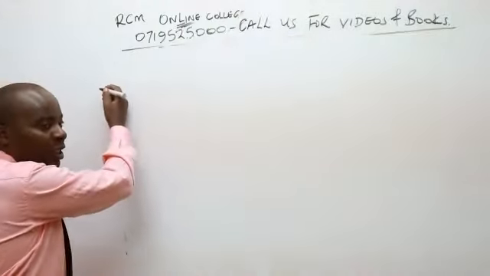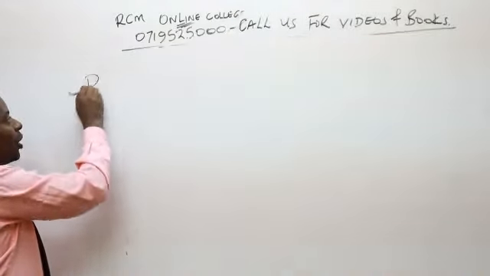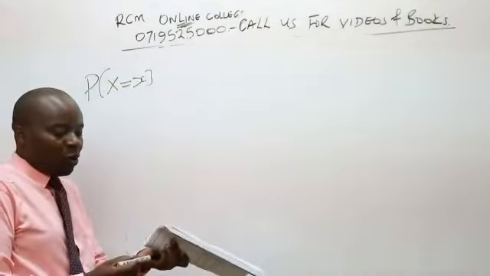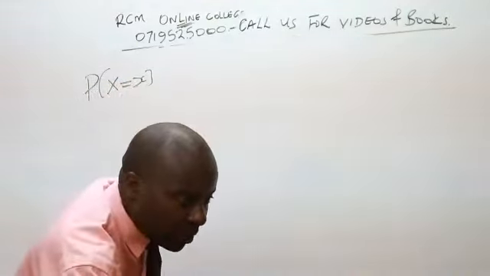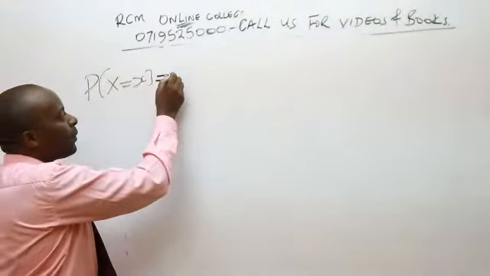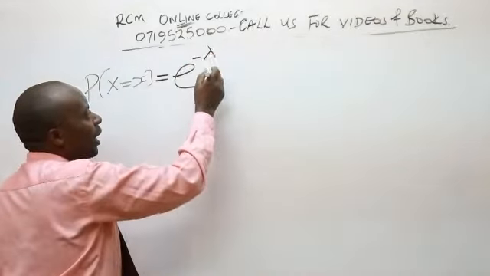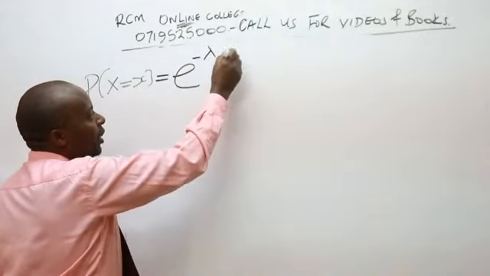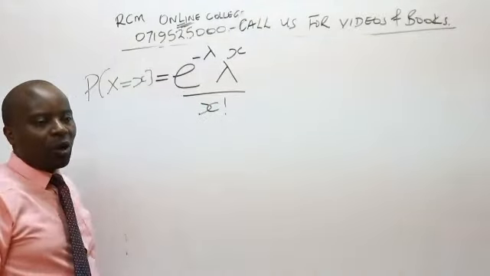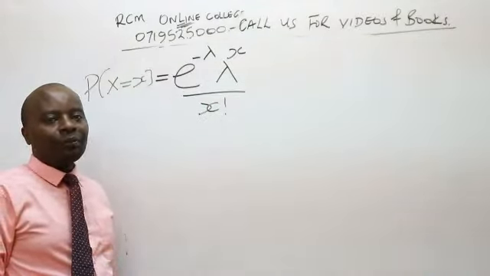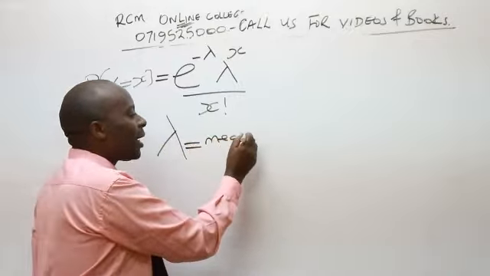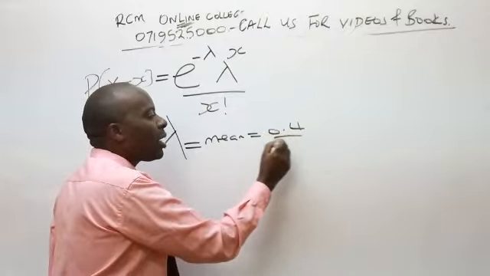And if it's a Poisson distribution, then the very first thing we need to do is to come and jot down the formula. Probability of x being equal to x will be equal to, if it's Poisson, remember, it will be e raised to negative lambda, lambda raised to x, all over x factorial. So remember that this lambda is our mean, which has been given to us in the question.